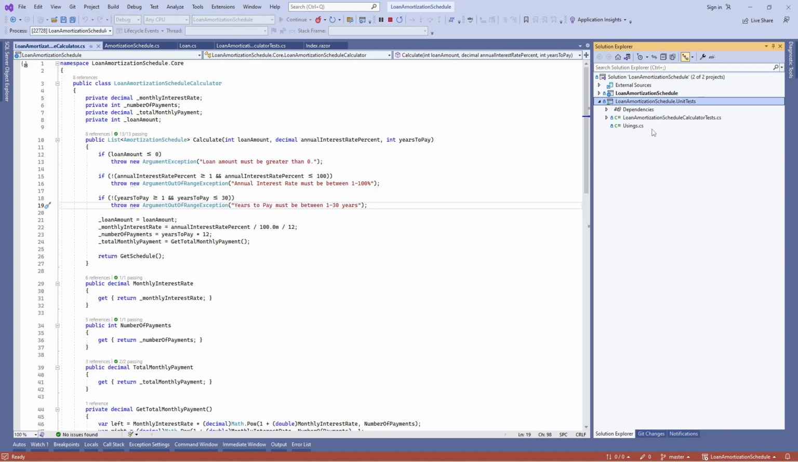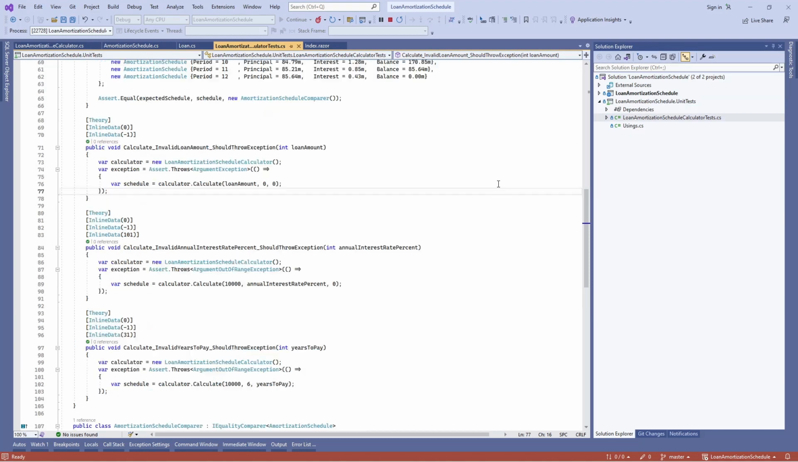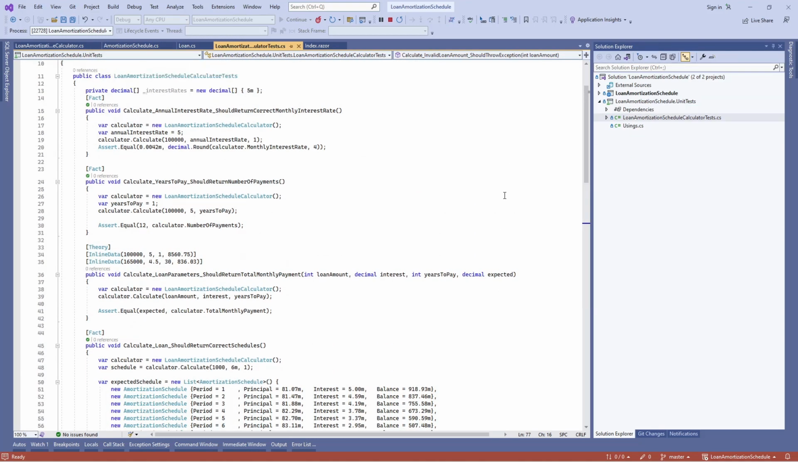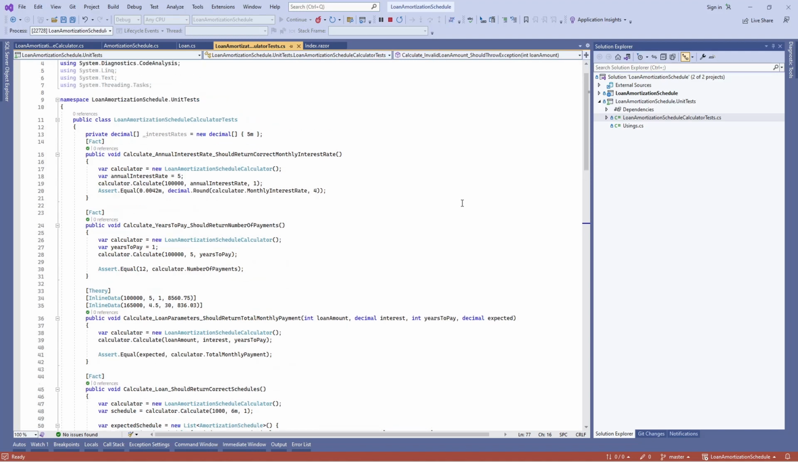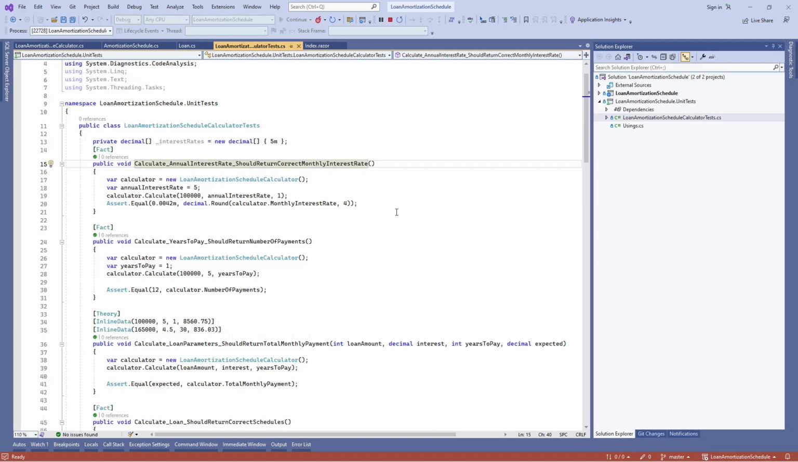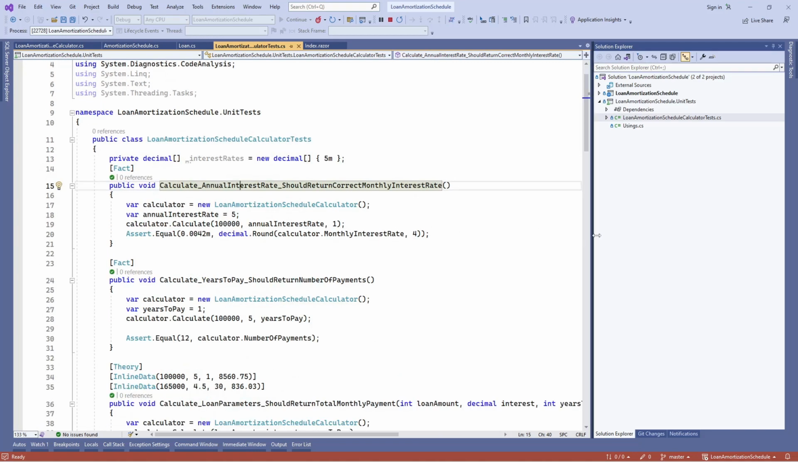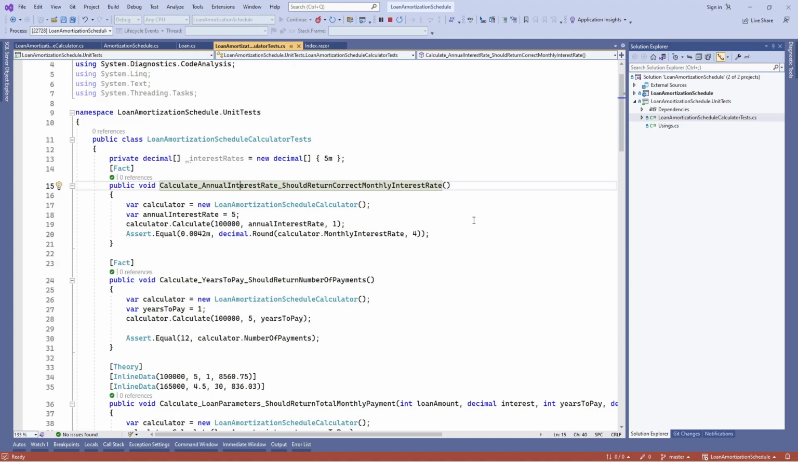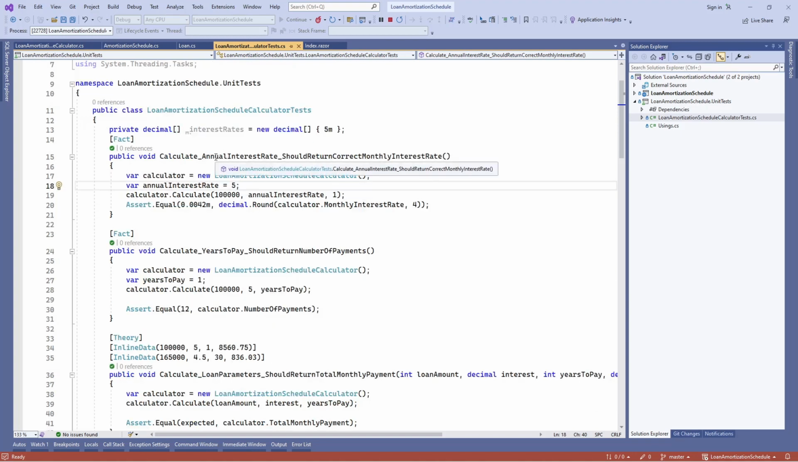Now we will examine the tests that we have added. We have several of these tests. Hopefully you can easily determine the purpose of each of these tests by looking at the method names. We are using XUnit as our unit testing framework. The first one is: calculate annual interest rate should return correct monthly interest rate.